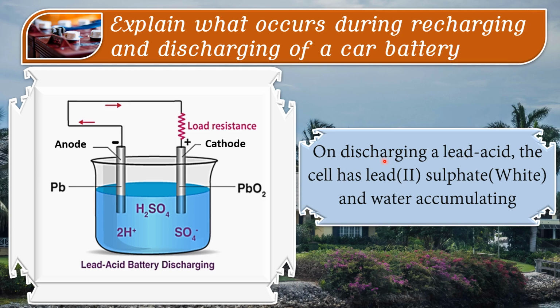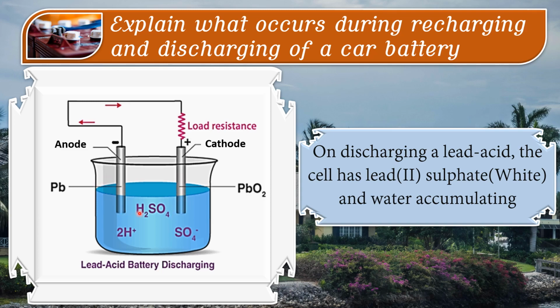On discharging, the lead acid cell has lead II sulfate, which is a white powder, and water accumulating. So when we are discharging, what happens? This lead will dissolve into the solution, and when it dissolves into the solution, it reacts with the sulfate to form lead II sulfate, and that lead II sulfate always accumulates on the electrodes.